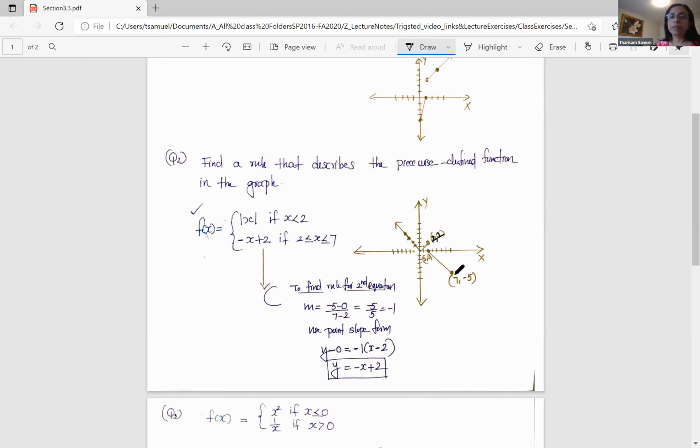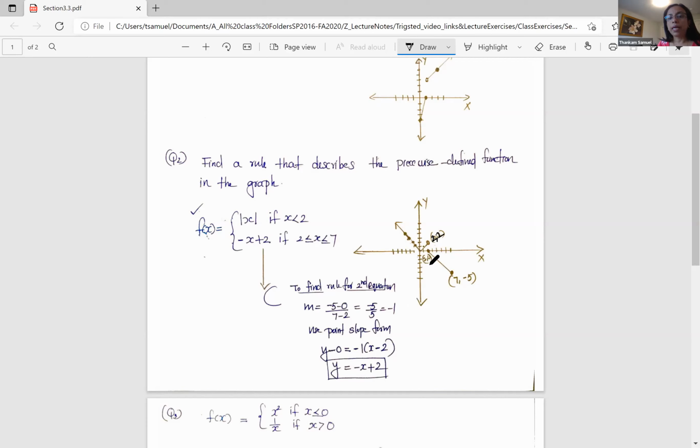So to find the equation of this line segment, we have to find the slope first. For the slope, you can use the slope formula, m equals y2 minus y1 divided by x2 minus x1. So we can consider 7, negative 5 as x2, y2 and 2, 0 as x1, y1. So the slope equals negative 5 minus 0 divided by 7 minus 2. That is negative 5 divided by 5, that is negative 1. So the slope is negative 1.